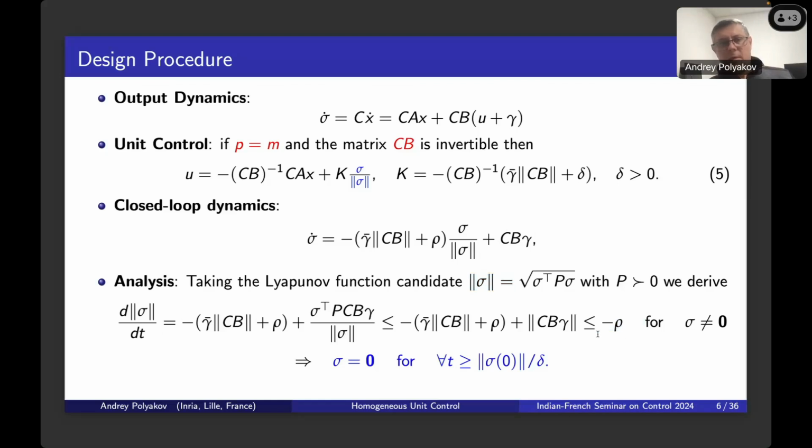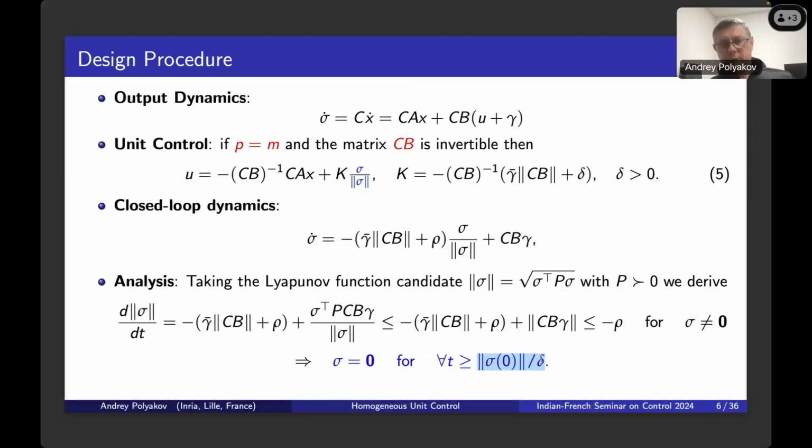So we have that the derivative of the norm is less than some constant minus rho. This term selected in the control just dominates it. And we guarantee that after finite time, which can be estimated using the initial state of sigma, we have a sliding mode.